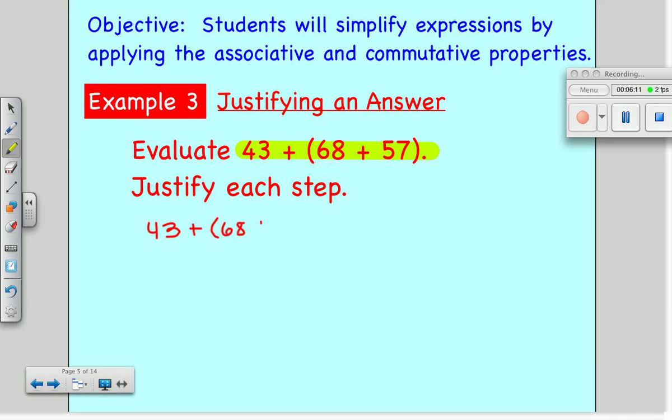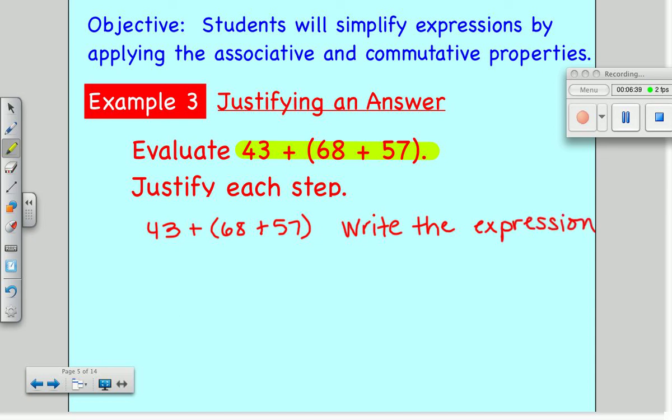Hopefully from your previous lesson in the order of operations, what do I do first? Always parentheses are first. So let's work with the parentheses. 68 plus 57. Add those together. So 68, this is write the problem. So write the expression. We do that first.